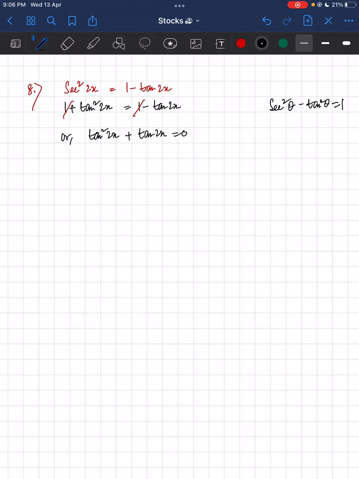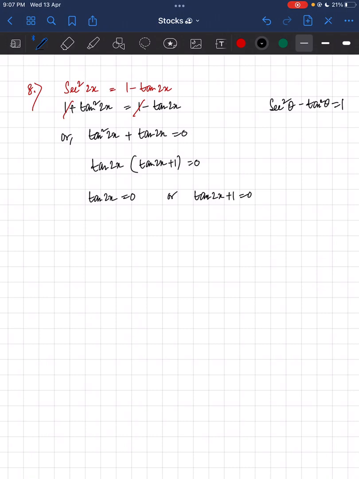Now we can take tan 2x common. So you get tan 2x times (tan 2x plus 1) equal to 0. We cannot cancel tan 2x from both sides. We have to do it like this. So either tan 2x is equal to 0 or tan 2x plus 1 equal to 0.